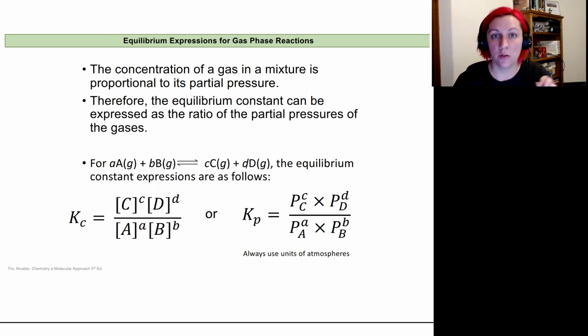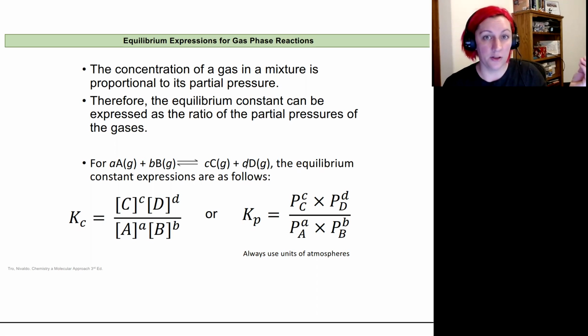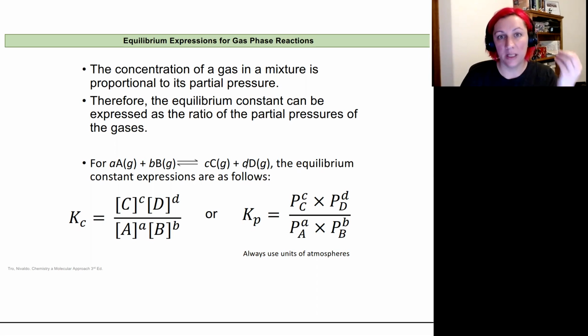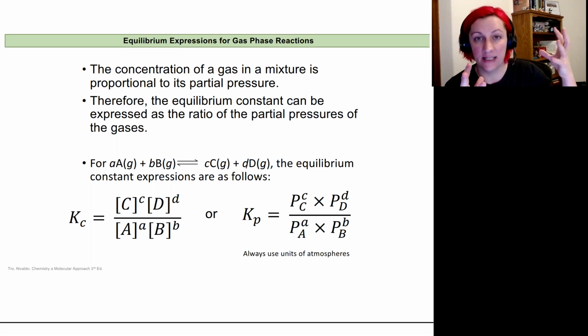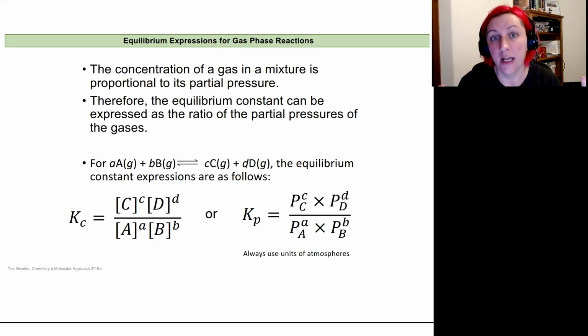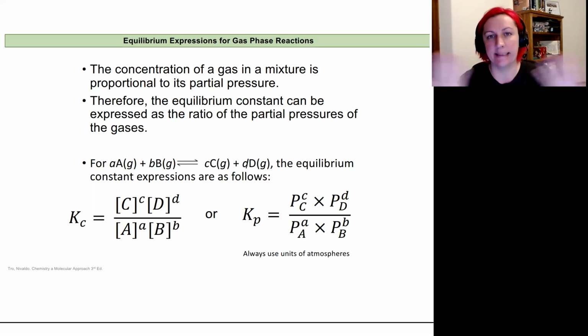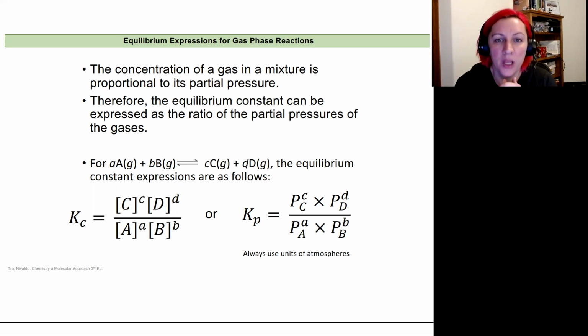Now, concentration, remember, is molarity, moles per liter. That can represent the moles of solute per volume of solution, but it can also be the moles of a gas in a volume of a container within a gas mixture. So partial pressure and concentration are really the same thing. Again, we've got a unit difference that needs to be dealt with, so we can express it either way.